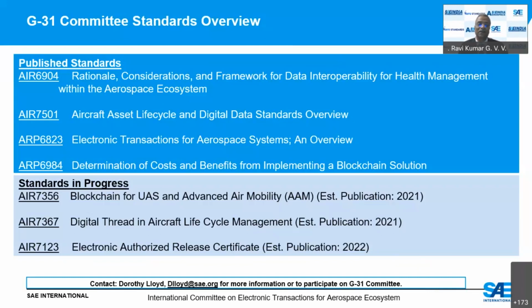Of course, we have set a target of more or less 2 documents per year. We are currently working on 3 other documents. The first one is AIR 7356, which essentially talks about blockchain for UAS and advanced air mobility.